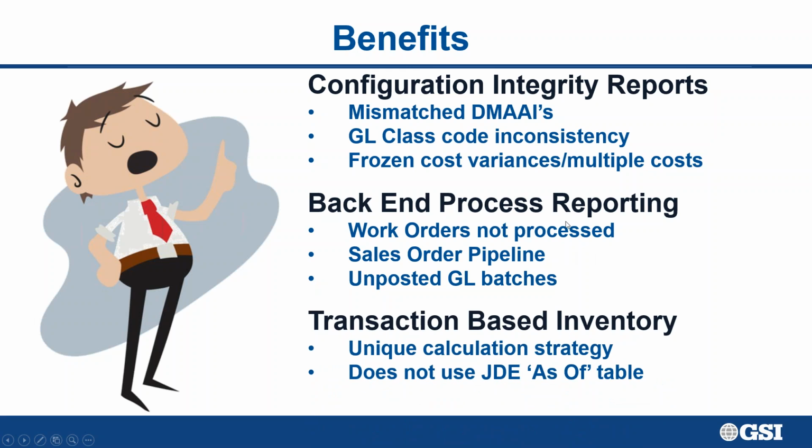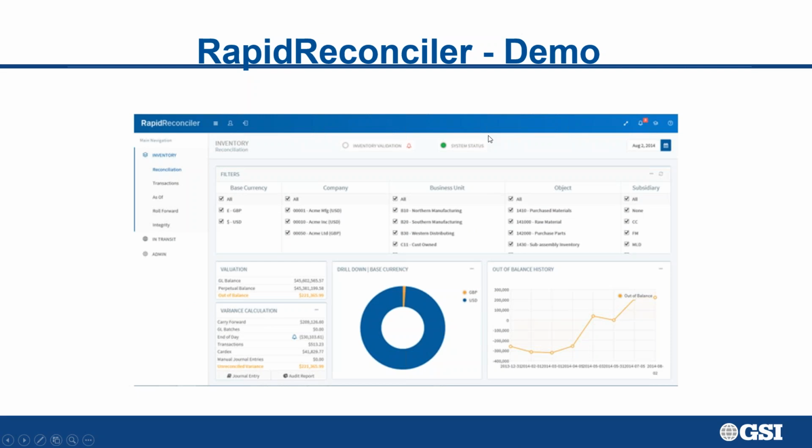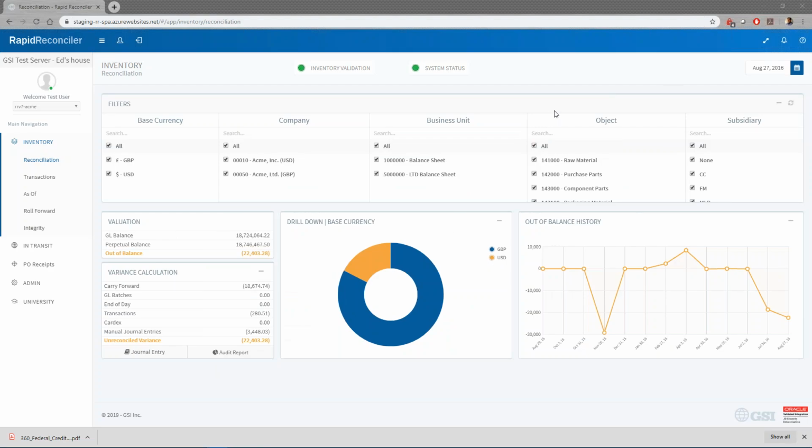We also use a transaction-based inventory strategy. We do not use the JD Edwards As Of table. So let me go in and show you briefly what RapidReconciler looks like. It is a web-based program. Here it is with some test data. You can see we have two companies here, 10 and 50. These are the inventory accounts that we pulled from the model table. We go into 4152 PI, look for all the business units, objects, and subsidiaries, and pull them out, and these are what's deemed to be your inventory accounts.